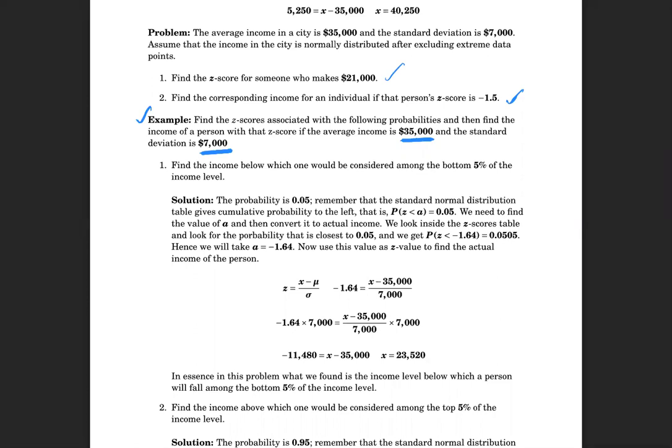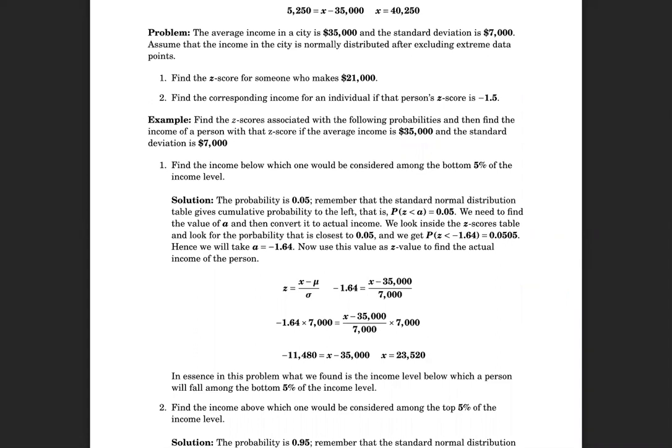Standard deviation 7,000. What is the variance? Can anybody tell me at least what it should be? Not the exact number. If standard deviation is 7,000, what should be the variance of the population? Remember, standard deviation is sigma. Sigma is 7,000. What is the variance? Sigma square. So it should be 7,000 square. Okay, remember that.